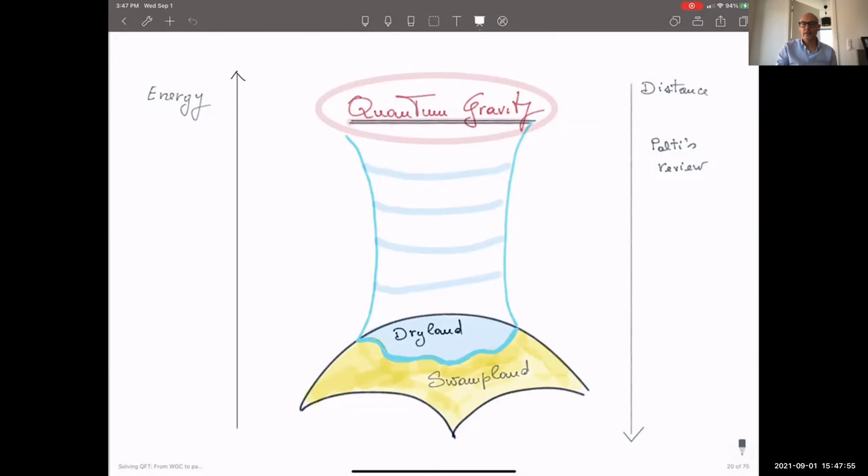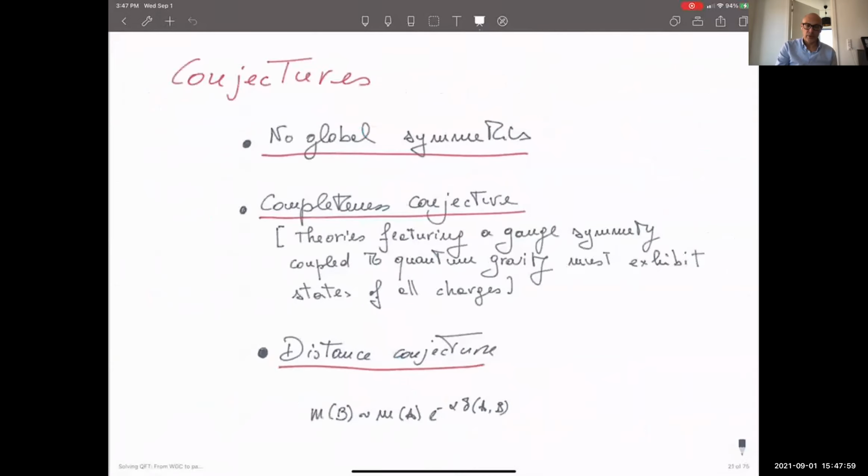But how do you go about that, right? So driven by string theory, mostly string theory, a number of conjectures are employed to try to select the different effective field theories. Okay, and bear with me, I will just make a laundry list of them, right?